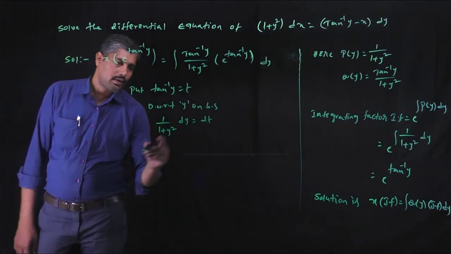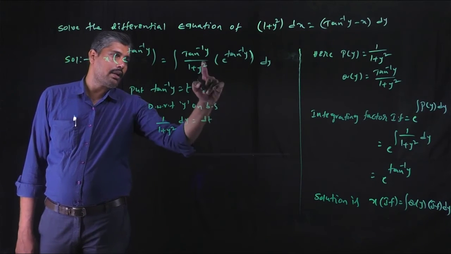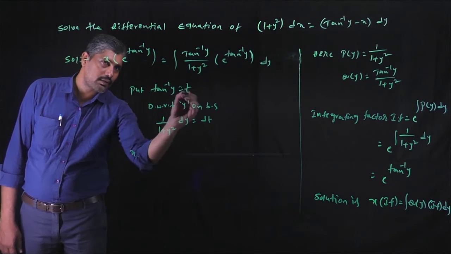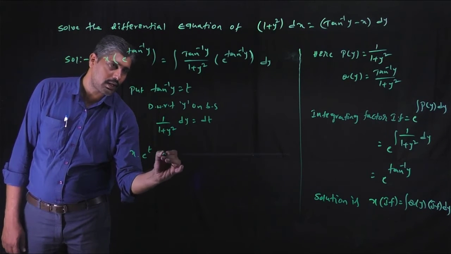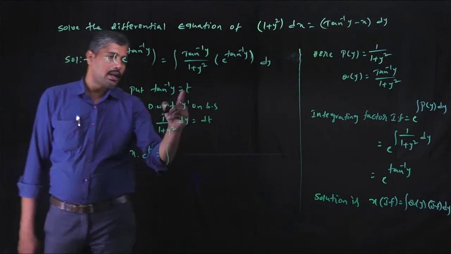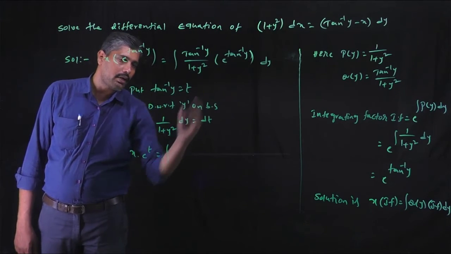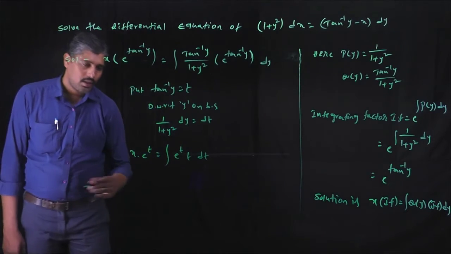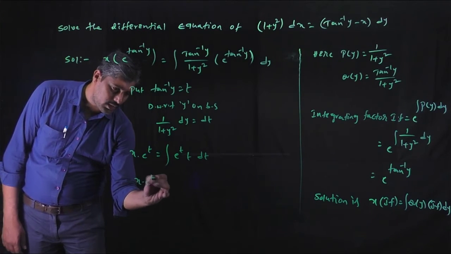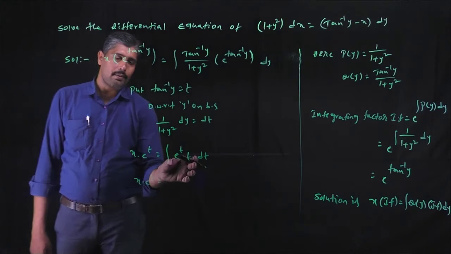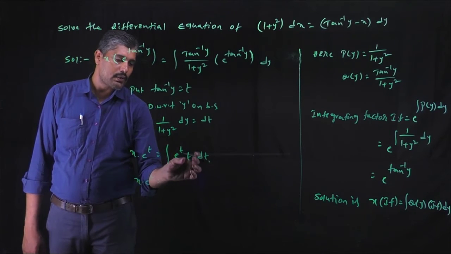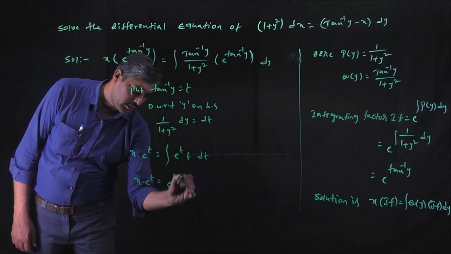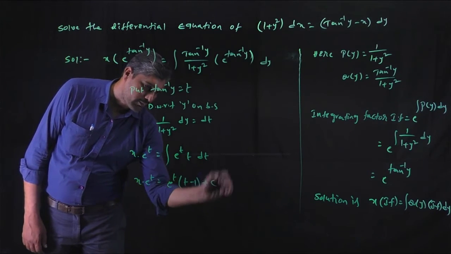That is 1 by 1 plus y square into dy equal to dt. That is x into tan inverse of y equal to t e power t, integral tan inverse of y equal to t e power t into t dt. That is x into e power t equal to, we know that by using by parts, here t is u and e power t is v. That is e power t into t minus 1 plus c.